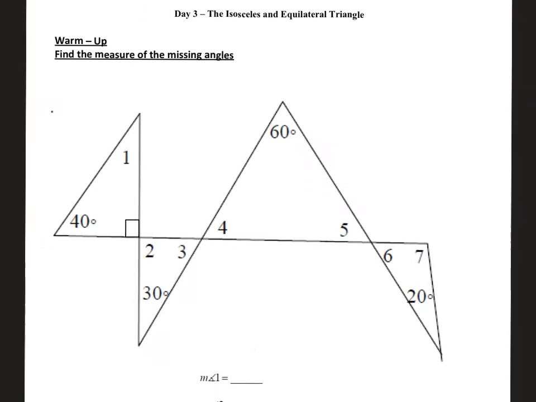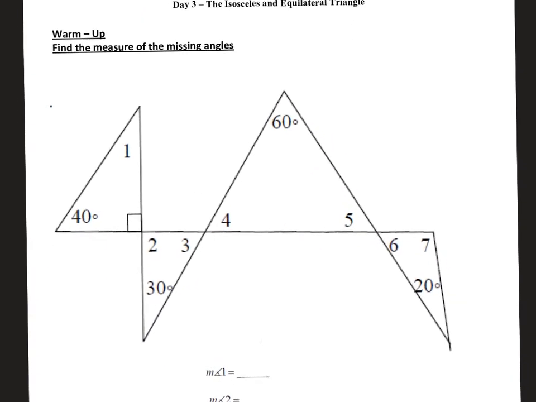So for our warm-up, we have this diagram over here, and we're given quite a few bits of information. We want to find the measures of the missing angles. And in this case, our missing angles are going to be 1, 2, 3, 4, 5, 6, and 7. Now, I know from my first lesson that I can always find the measure of a missing angle if I have two given angles within my triangle. So I'm going to look to see, out of these missing angles, are they in a triangle where two angles are given, right?